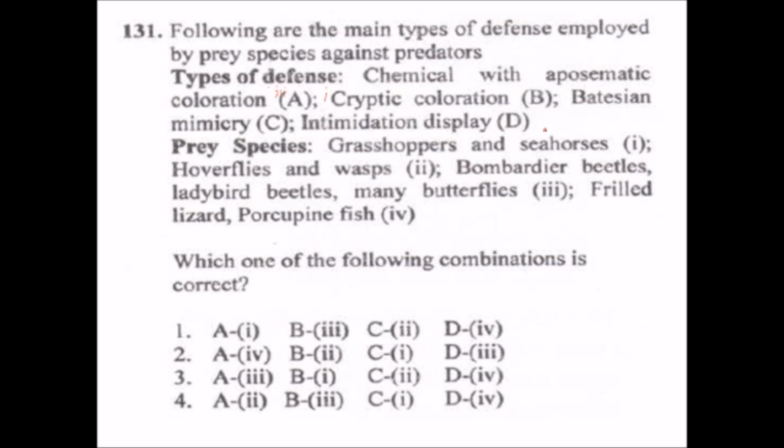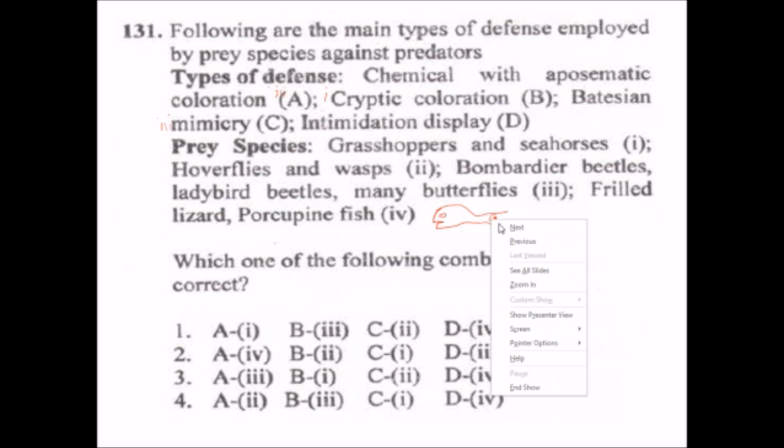So the answer of Batesian mimicry is number 2, and the intimidation display is sometimes seen, as in lizards and some porcupine fishes. If you look at the porcupine fish, the tail has some eye spots. It's the tail, I'm drawing very badly. The fish also resembles a fish, and the tail also has eyes.